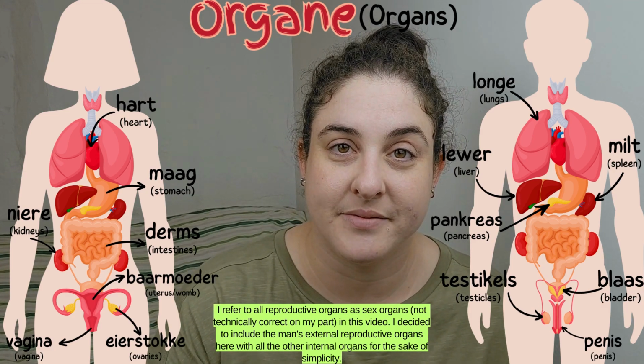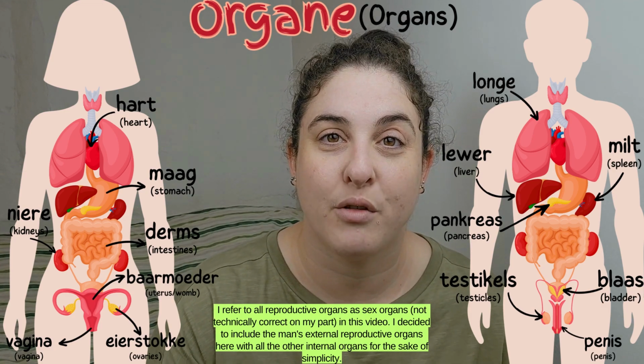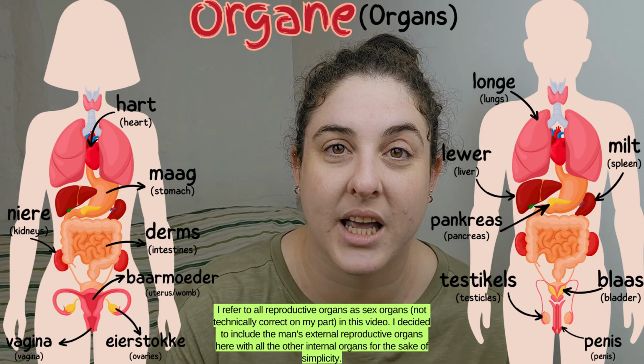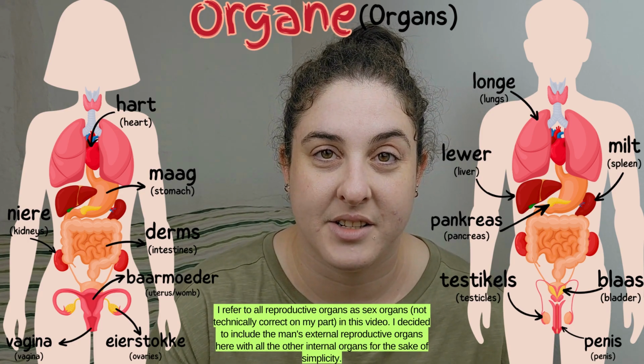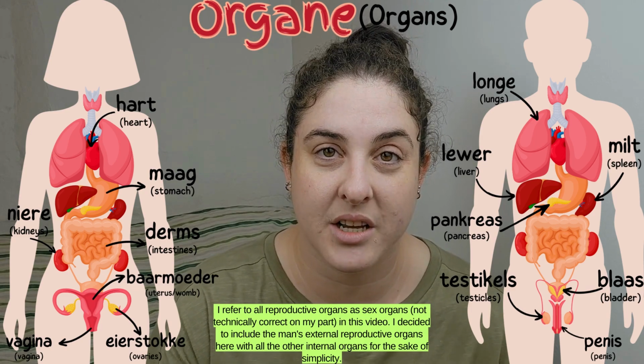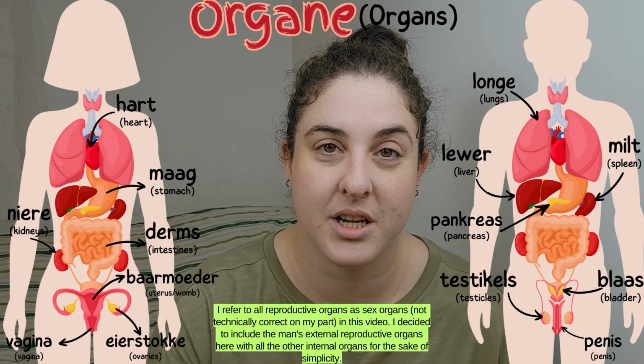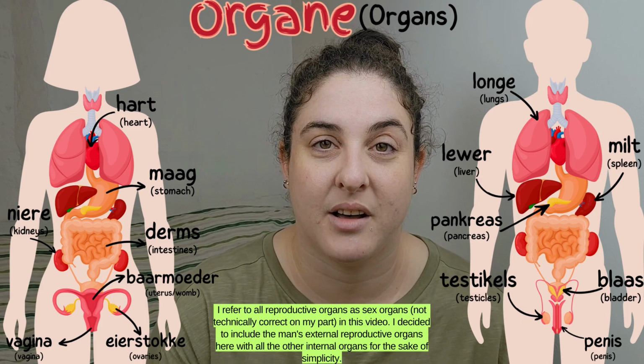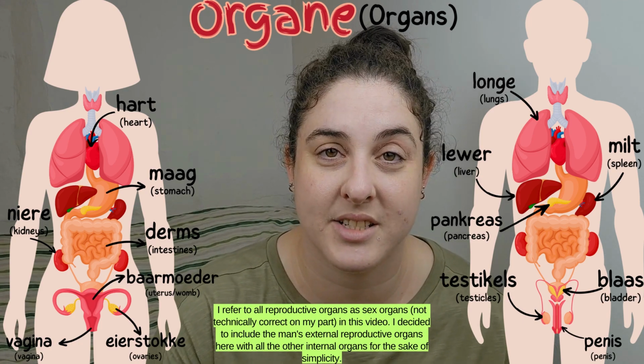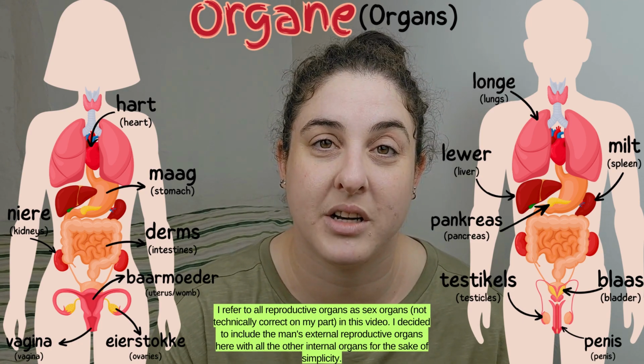The vagina. In Afrikaans, that is vagina. It's a very hard G in the middle, or the Afrikaans G. Spelled exactly the same, but pronounced very differently.